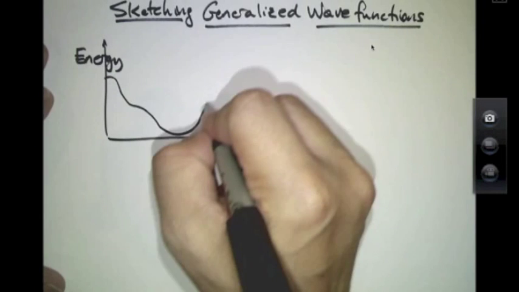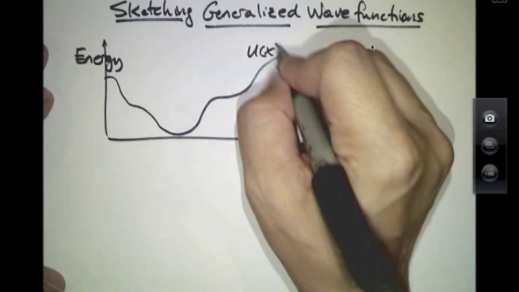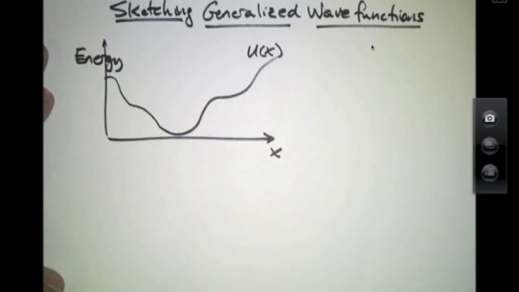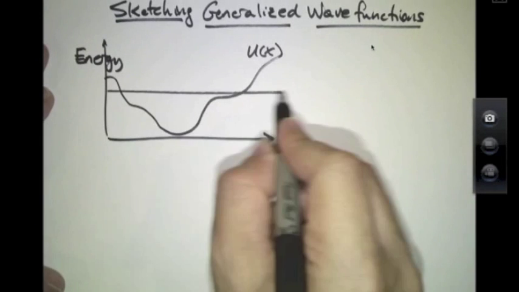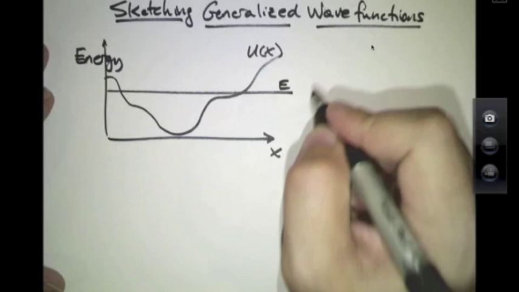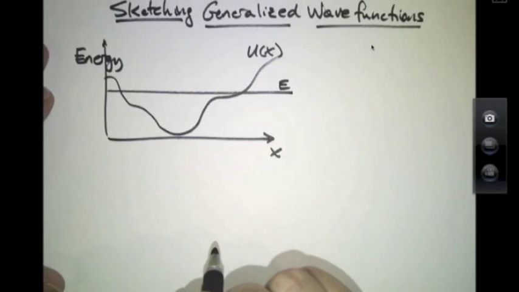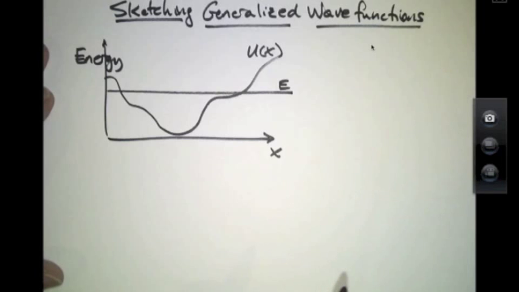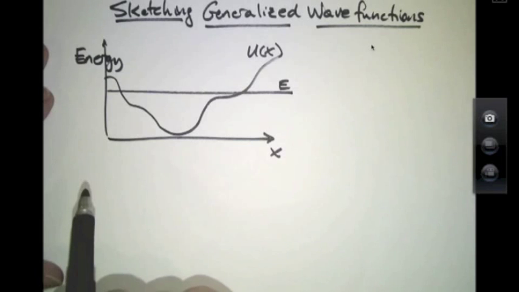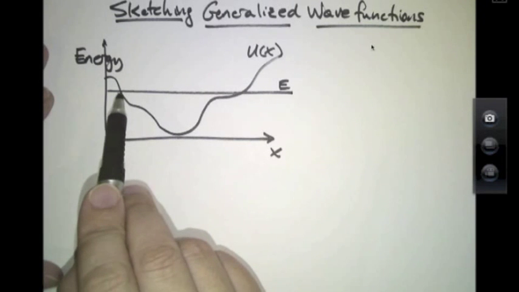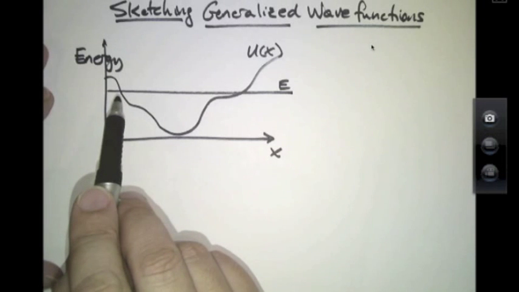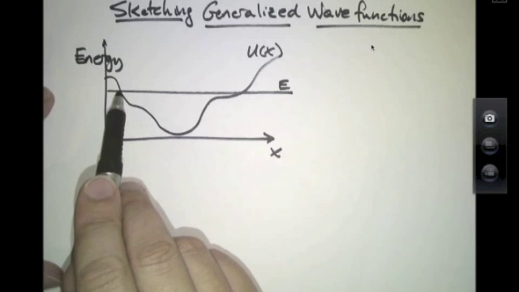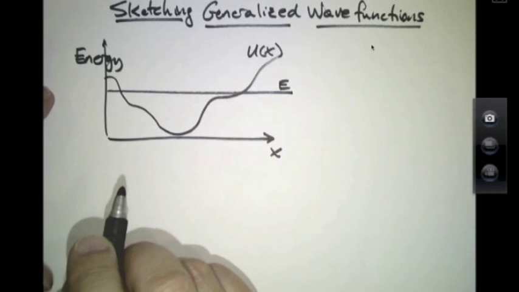And this might represent the potential energy curve U of x. And let's imagine that we have a particle whose energy is E. We're going to try to develop some strategies for how to sketch the wave function for this particle that's bound inside of this potential energy curve. So of course, the location of where it's bound is defined by where the total energy equals the potential energy.